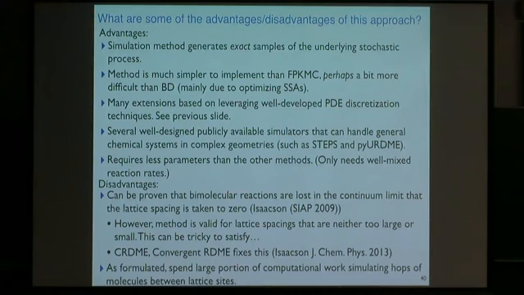Now, you can find ranges of lattice spacings where the RDME may be a good approximation to the continuous models, or where you're not losing bimolecular reactions, but it's a little tricky, because you can't take your mesh too big. If you take it too big, you approximate diffusion inaccurately. If you take it too small, you're going to start losing bimolecular reactions. So you need to find a sweet spot where it's neither too big nor too small.